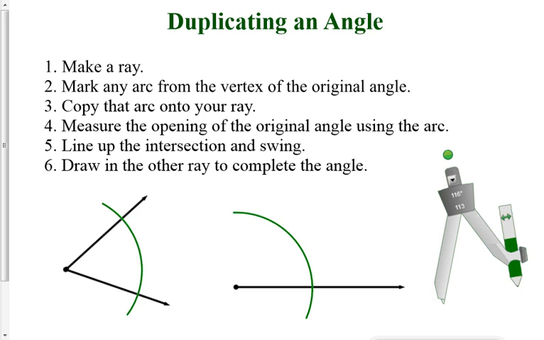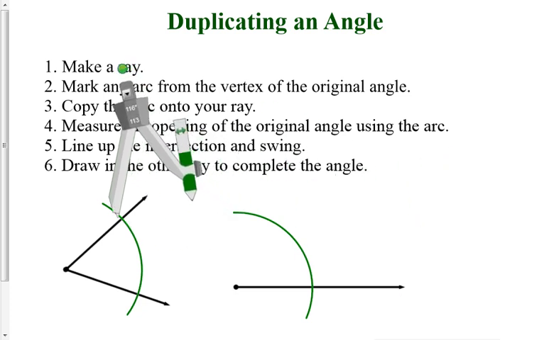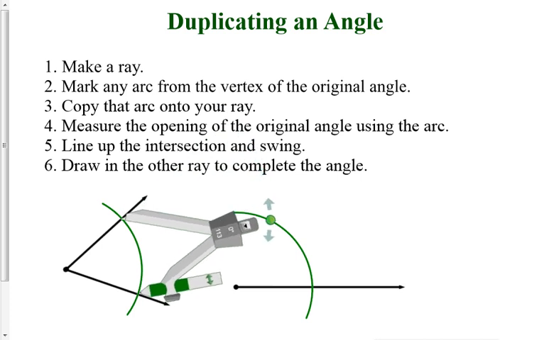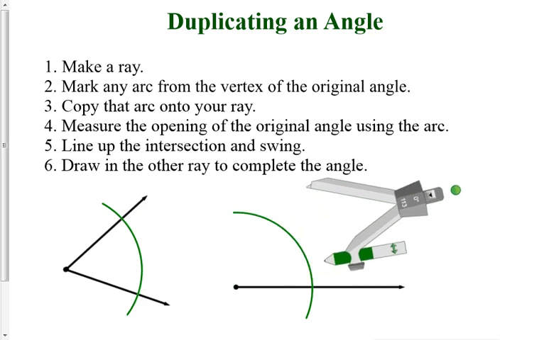Step 4 says measure the opening of the original angle using the arc. So again, the word measuring is a little misleading. When we measure with the compass, we're not using numbers. We're just determining how much to open our compass. So interestingly, that's about what it is. So what I'm measuring is the distance from where the arc intersects the 2 rays. And once I have that distance measured with my compass, I'm going to come over to my ray that has the arc.